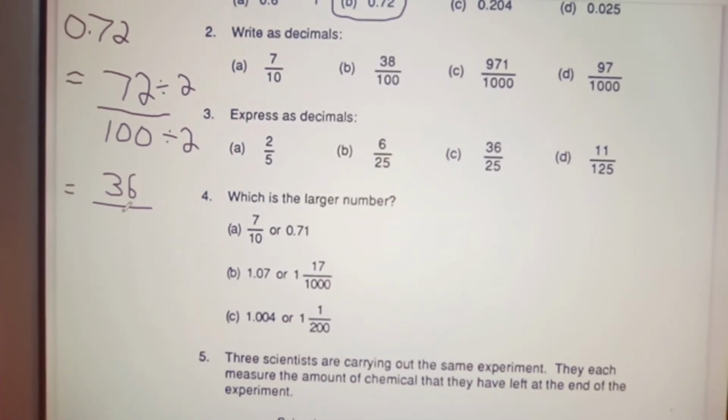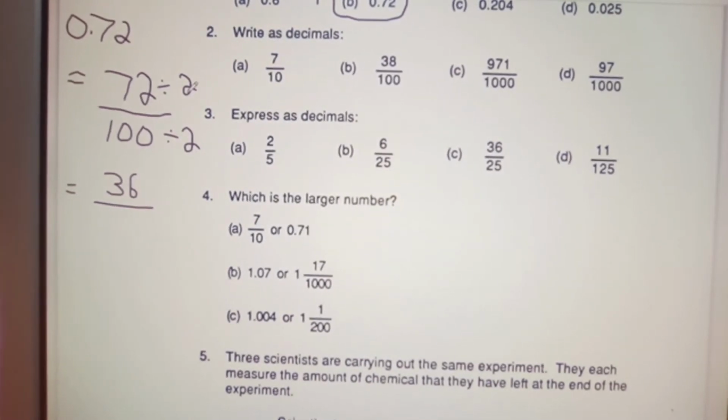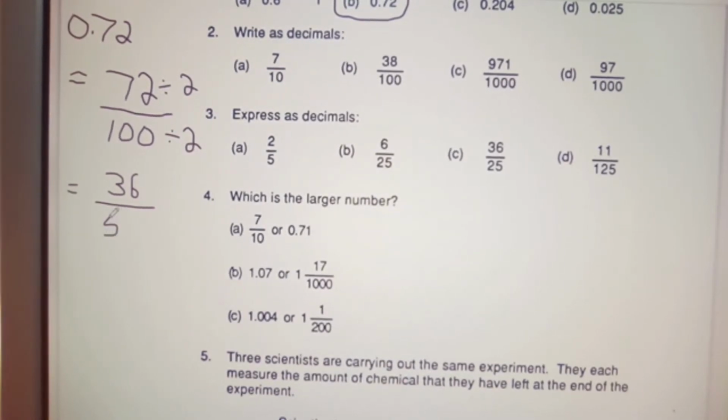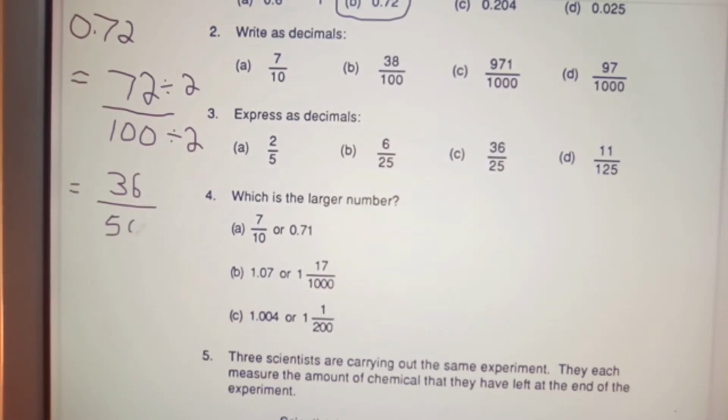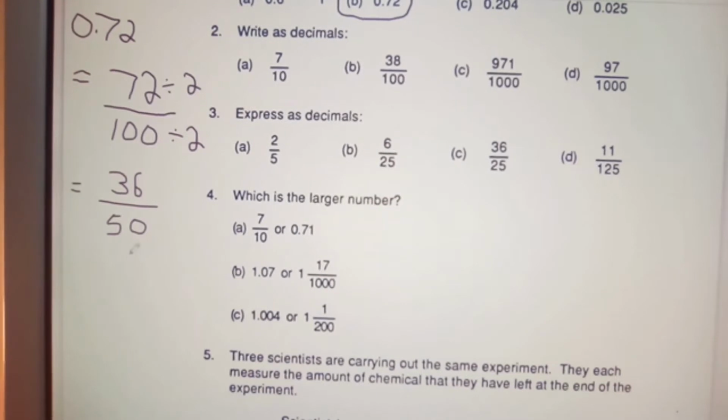Right now, we got 36. 72 divided by 2 equals 36. 100 divided by 2 equals 50. Okay. Right. Equals.